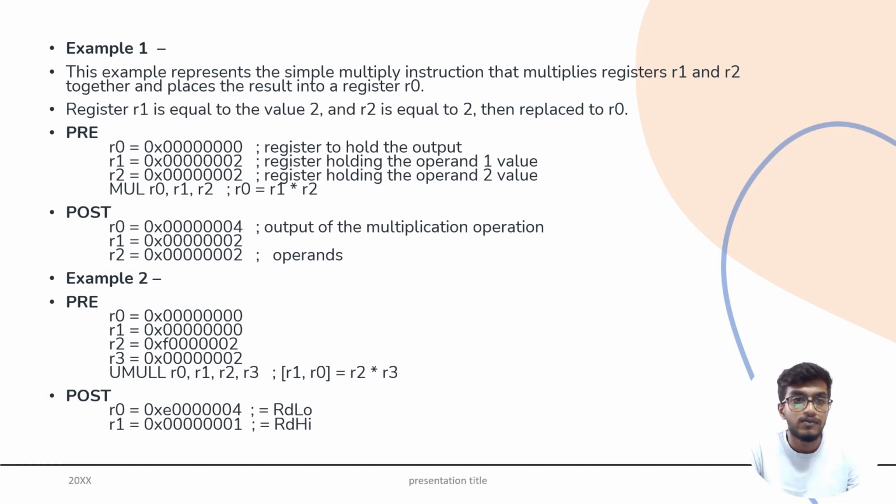This is an example for the multiply instruction. The example represents a simple multiply instruction, so it multiplies R1 and R2 together and places the result in register R0. That is, R0 is equal to 0 before execution, R1 is equal to 2, R2 is equal to 2, and MUL R0, R1, R2. R0 is equal to R1 times R2. By multiplying R1 and R2, we get the result R0 is equal to 4, R1 is equal to 2, R2 is equal to 2. These are the operands R1 and R2.